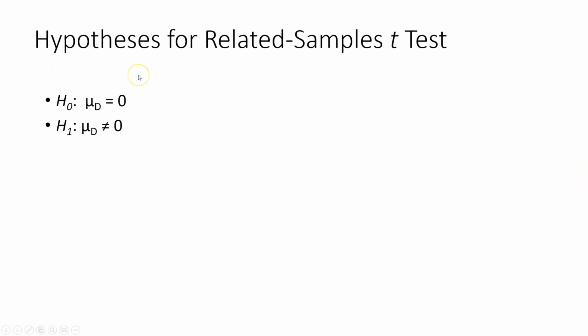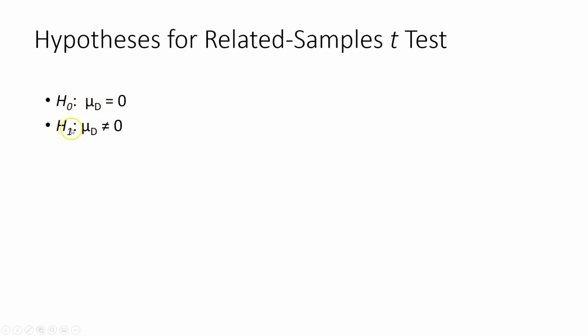The hypotheses for a related samples t-test look like this. If we're doing a two-tailed, non-directional hypothesis test, we start with the null and we say the null hypothesis is that the mean difference is nothing. There is no difference between the two conditions because the treatment did nothing. So after meds, it would be the same as before meds.